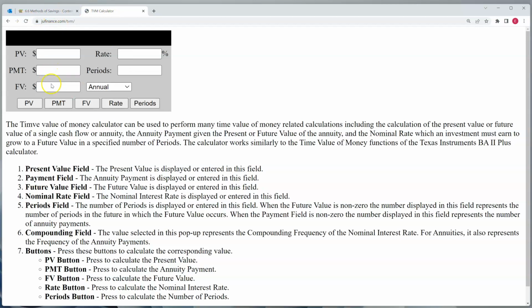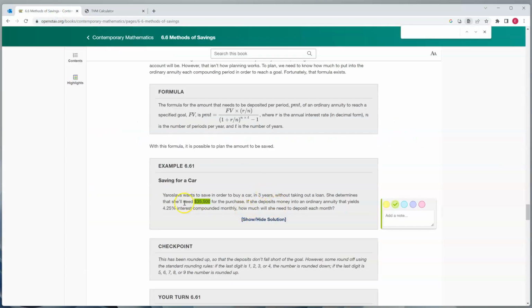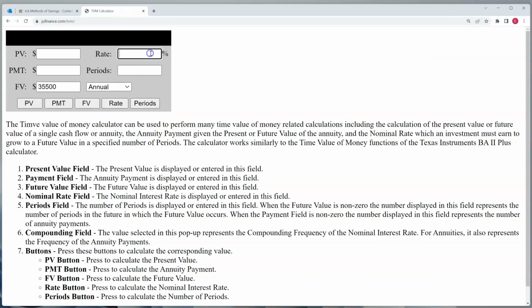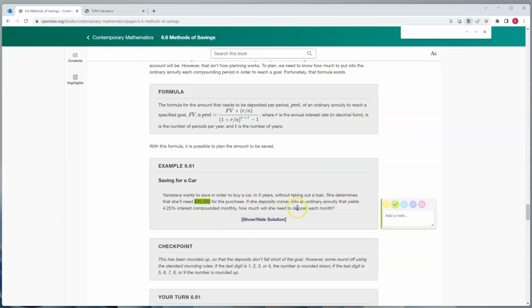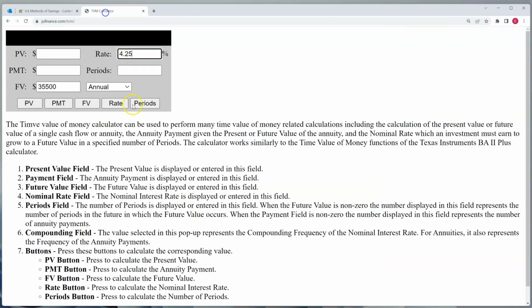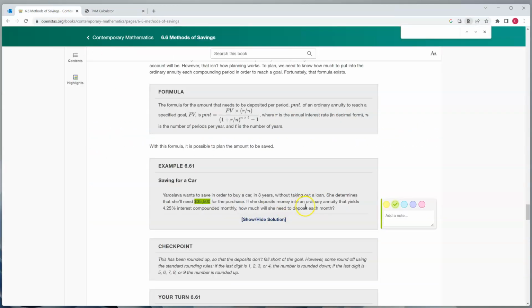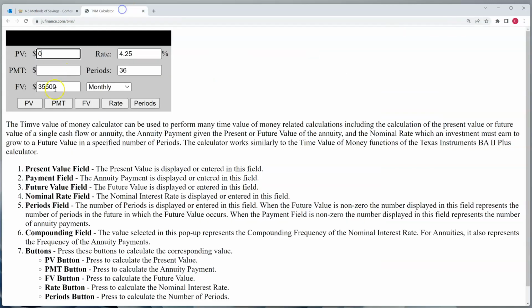So let's refresh. So we're starting new. So 35.5. She has an interest rate of 4.25%. It's going to be 3 years compounded monthly. So we're talking about 36 months is how long she has to save. Let's assume that she starts with nothing. She currently has nothing saved. How much is she going to have to pay every month?